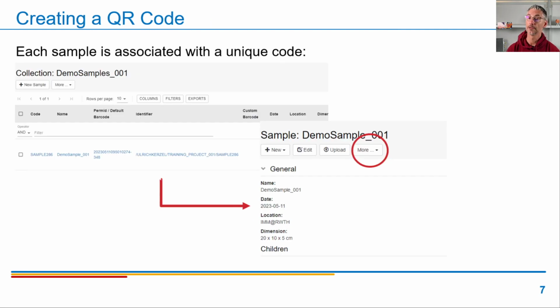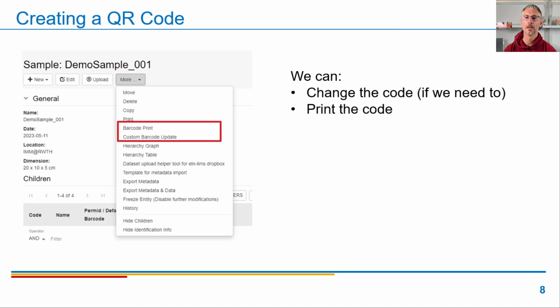So how do we create the QR code then? As we said before, each sample is associated with a unique code. And we can get to this by going to the sample and clicking on More. And then we have the option to print the barcode. If we want to change for any reason this unique identifier, we can also do so, but there's rarely a reason why we want to do that.